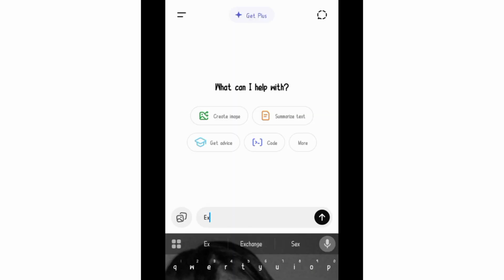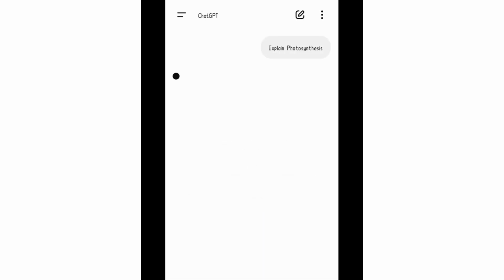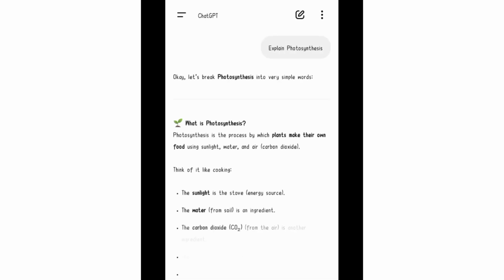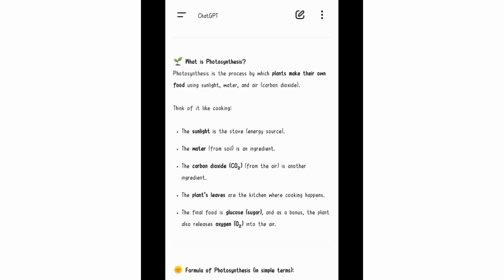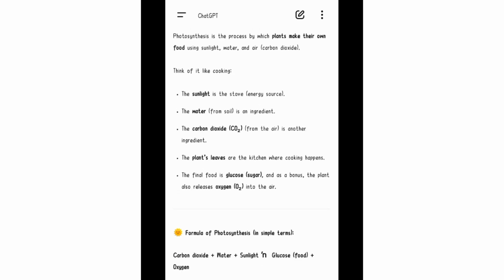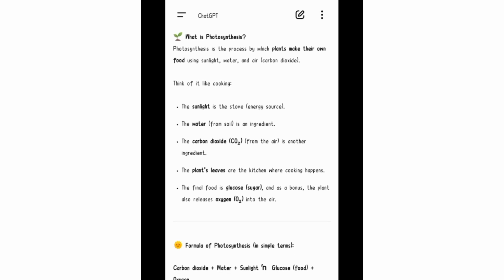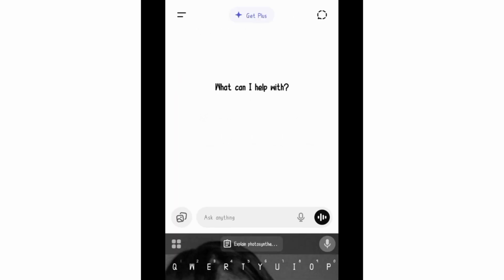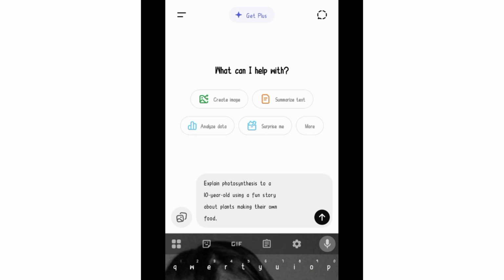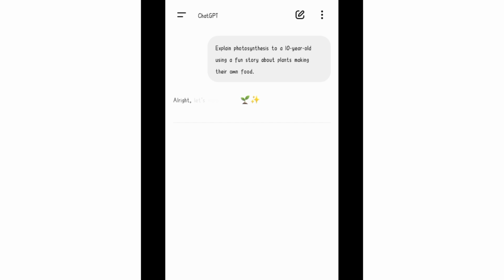We will write, explain photosynthesis. And this is what we have got. This answer is very difficult to understand, so we will write another one here. Explain photosynthesis to a 10-year-old using a fun story about plants making their own food.